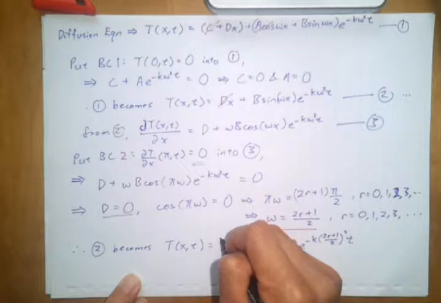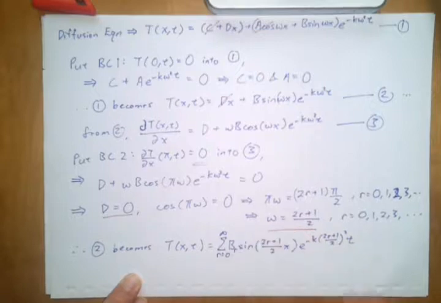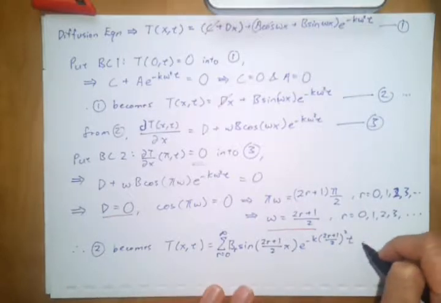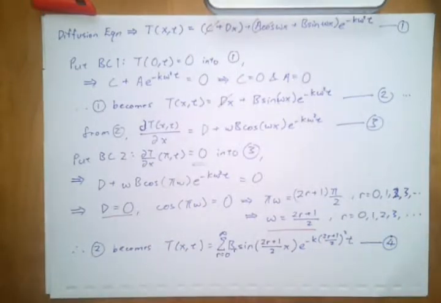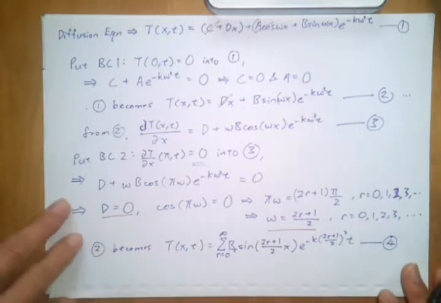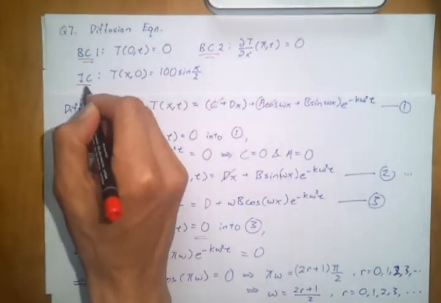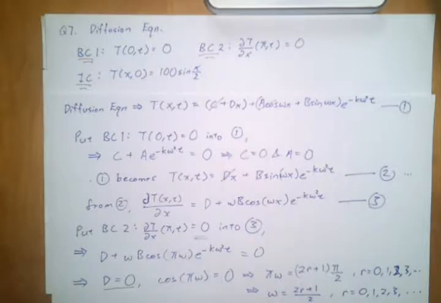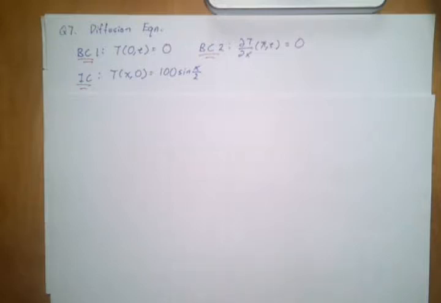So we sum up r from 0 to infinity, and each value of r will have its own coefficient b, so we do a b sub r. So this now becomes my most updated solution, equation 4. The only thing left to do now is to find out what b_r is. The only thing left for us to use is the initial condition. So I'm going to put the initial condition into my most updated solution, which is equation 4.